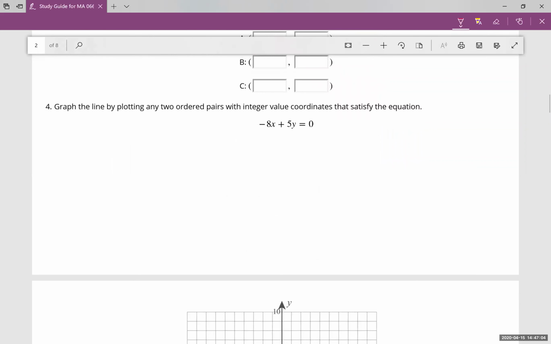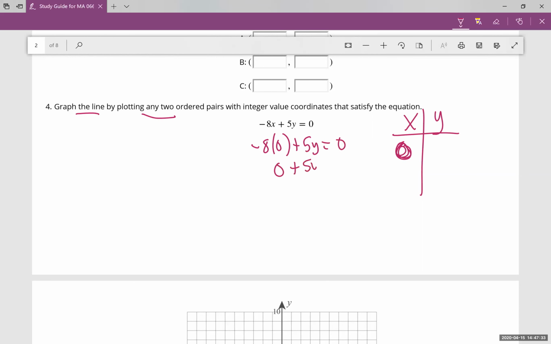Moving on to number 4. We're going to graph a line by plotting any two ordered pairs. And in this one right here, I always start with doing an XY table. Just helps me keep track of what I'm doing. And I always try to do a 0 first. I just try to make it easy on myself. So let's see what happens when we put a 0 in for x. Then let's solve for y. So we're going to get y on a side by itself.